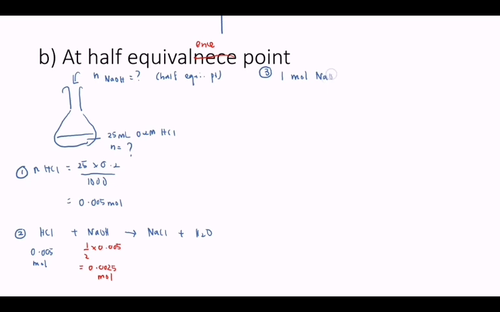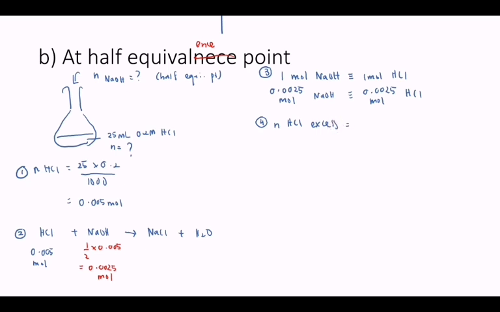1 mol NaOH react with 1 mol HCl. So if we have 0.0025 mol NaOH, meaning that we also need 0.0025 mol HCl. Ataupun kalau awak dah nampak sebenarnya berapa mol HCl yang digunakan, awak boleh skip teruslah step ni. Okay, so kita boleh cari mol HCl excess.